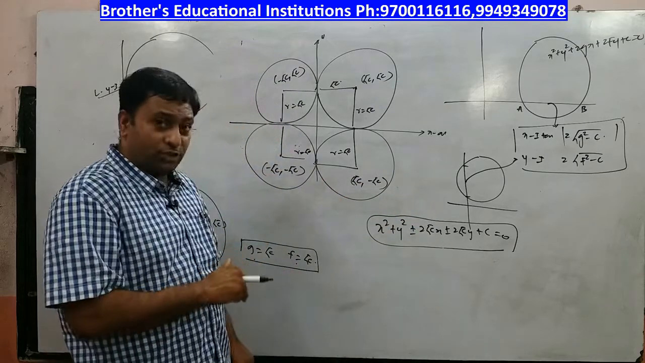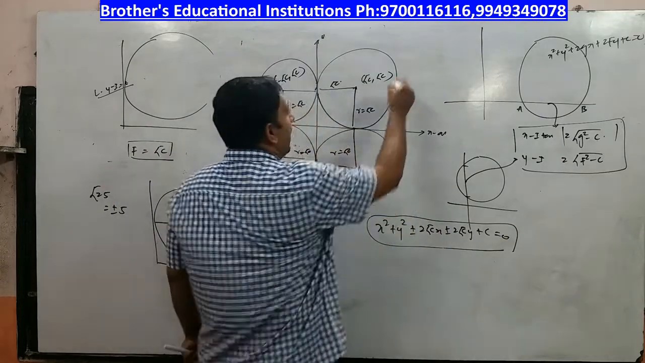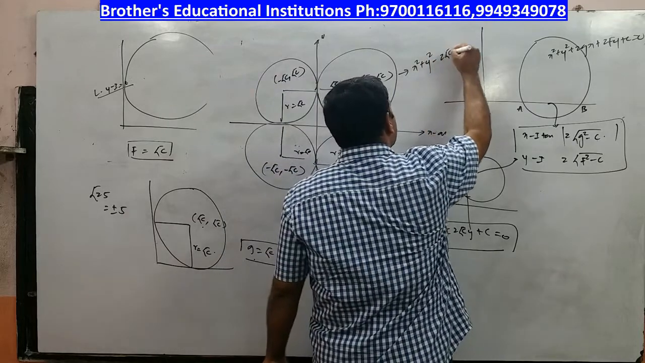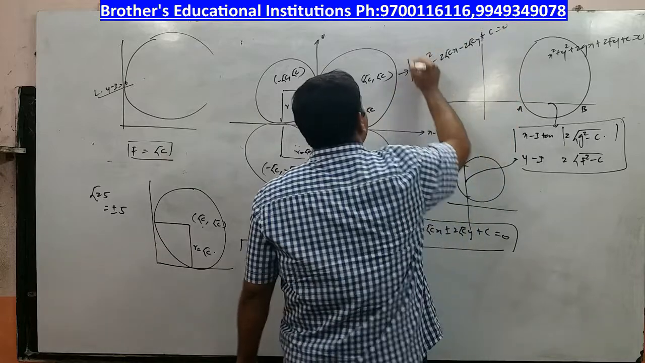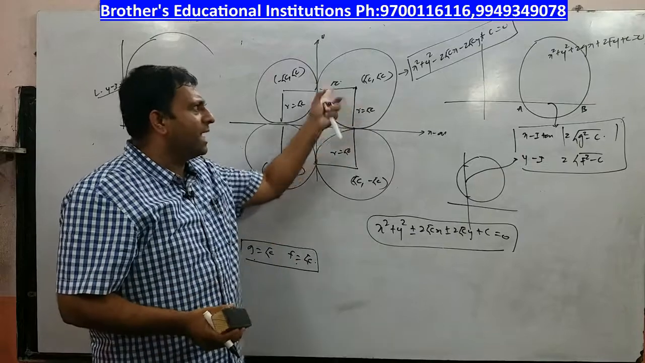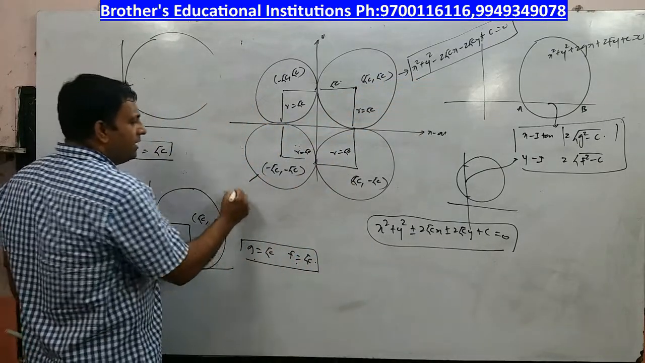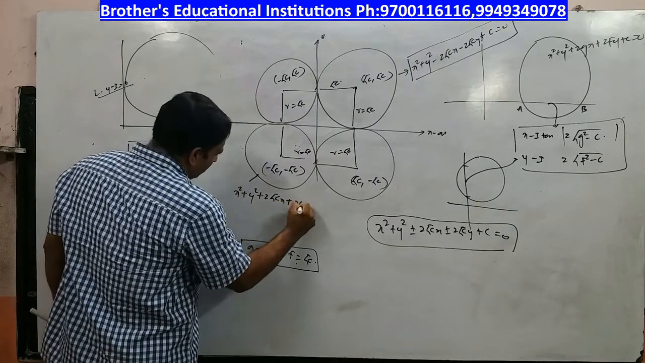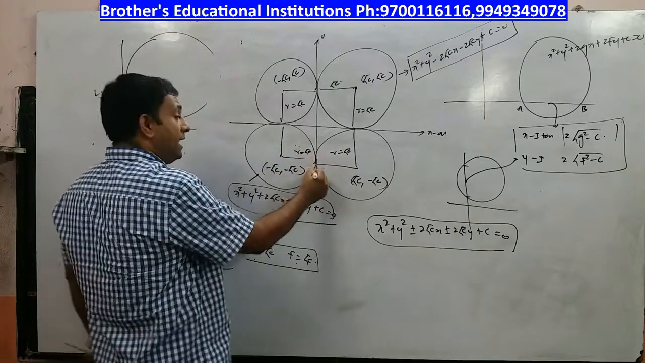If it is in the first quadrant, then the equation of the circle will be x square plus y square minus 2 root c x minus 2 root c y plus c is equal to 0. If the circle is in the first quadrant and it touches both the x-axis and y-axis, the equation is this. And if the circle is in the third quadrant, then the equation of the circle will be x square plus y square plus 2 root c x plus 2 root c y plus c is equal to 0. If it is in the third quadrant touching both the x-axis and y-axis.